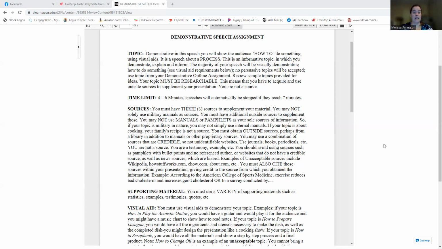Now for your visual aid, whatever you're demonstrating, that is your visual aid. You don't have to have a PowerPoint or anything else to go with it. If you're showing us how to make the chocolate chip cookies, all of your ingredients, everything that you're doing, that is your visual aid. If you're showing us how to play the guitar, whatever it is you're doing, that is your visual aid. So you don't have to worry about anything crazy when it comes to that. Again, 4 to 6 minutes. Make it fun.